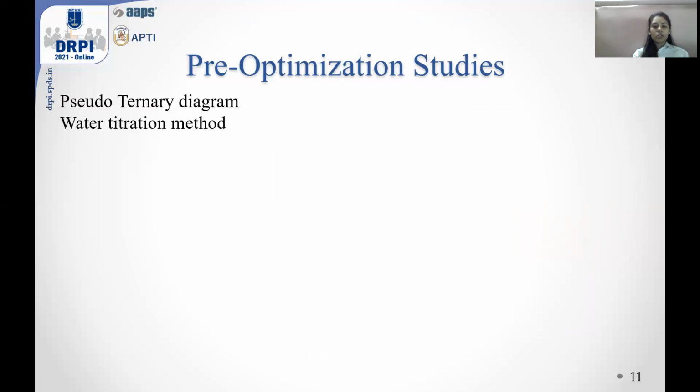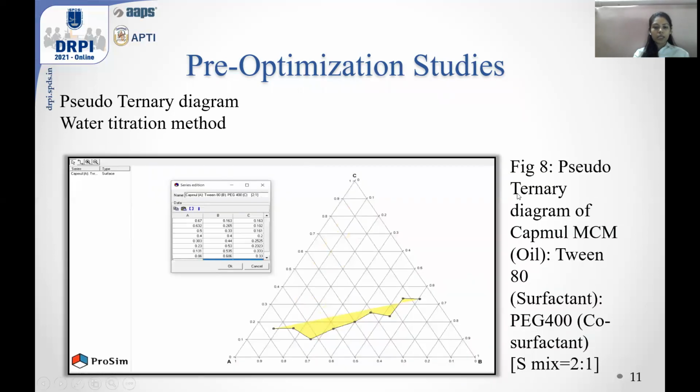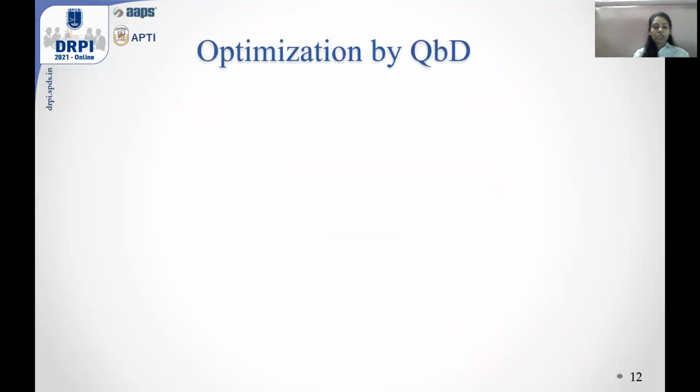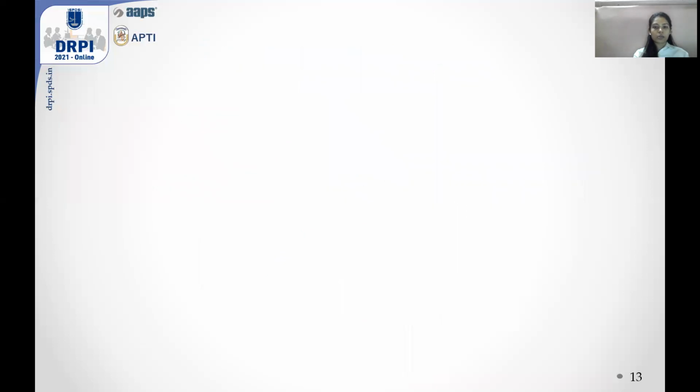Using the water titration method, the pseudo-ternary diagram was constructed. The wider region of the pseudo-ternary diagram indicated self-nanoemulsification. Globule size increases with higher oil concentration and decreased S-mix concentration. Optimization was done by QbD approach. As seen from the contour plots, as the concentration of surfactant increases, particle size and emulsification time decrease and transmittance increases. As the concentration of oils and co-surfactants increases, particle size and emulsification time increase and transmittance decreases.